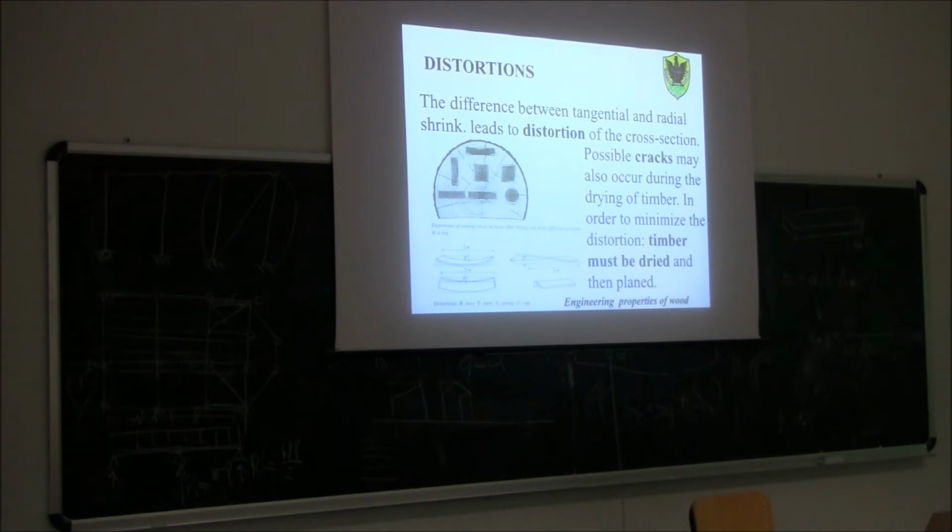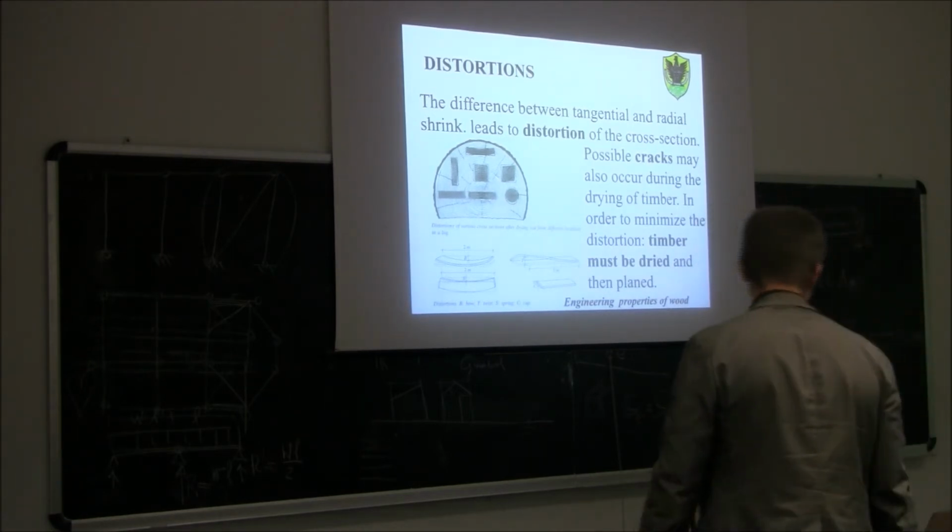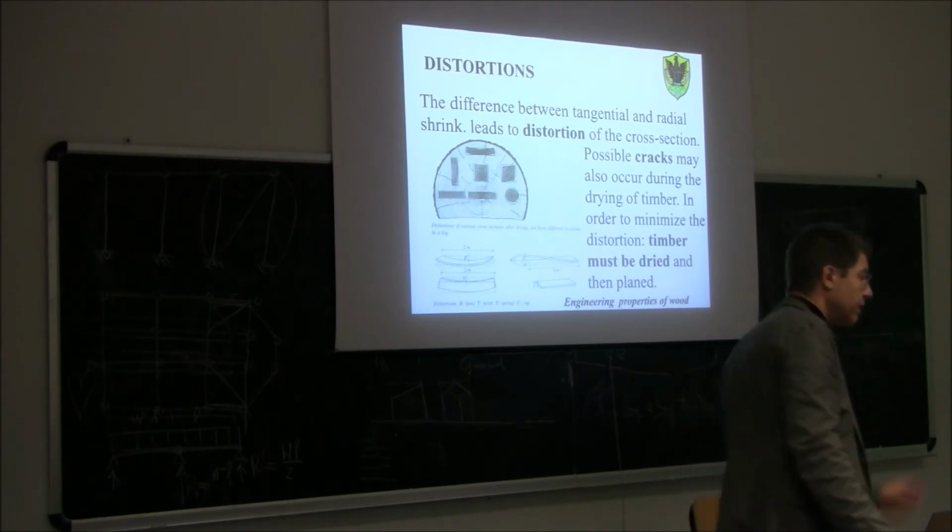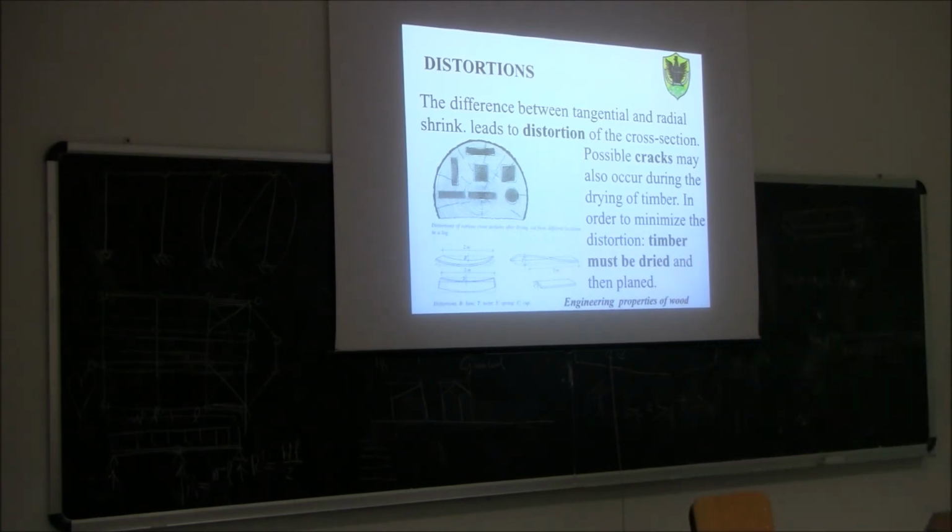So the idea is that, as we said before, we cut the wood, then we need to dry the wood, and after it is dried, we have to plane it in order to get the final cross section. The drying should be carried out to a value of moisture content as close as possible to the equilibrium moisture content of the environment in which this wood will be used. Okay?